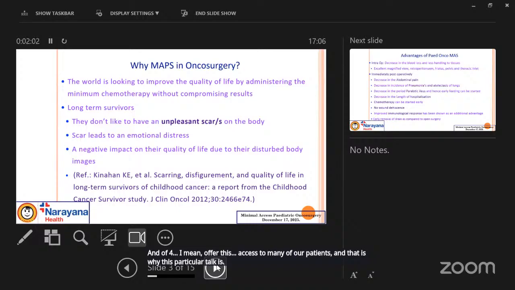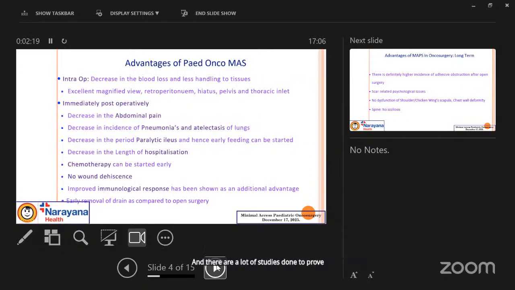So what do long-term survivors want? They don't like to have an unpleasant scar or scars on the body. Scars lead to emotional distress and a negative impact on their quality of life due to disturbed body image. And there are a lot of studies done to prove this aspect.